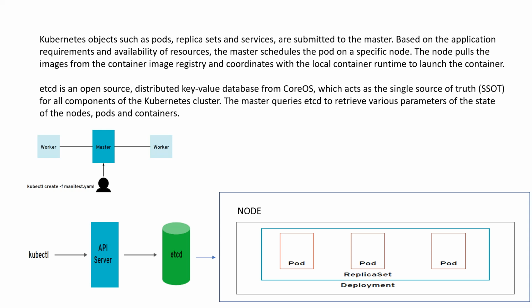As I told you, etcd is an open source distributed key value database from CoreOS, which acts as a single source of truth for all components of Kubernetes. The master queries etcd to retrieve various parameters of the nodes, pods, and containers.